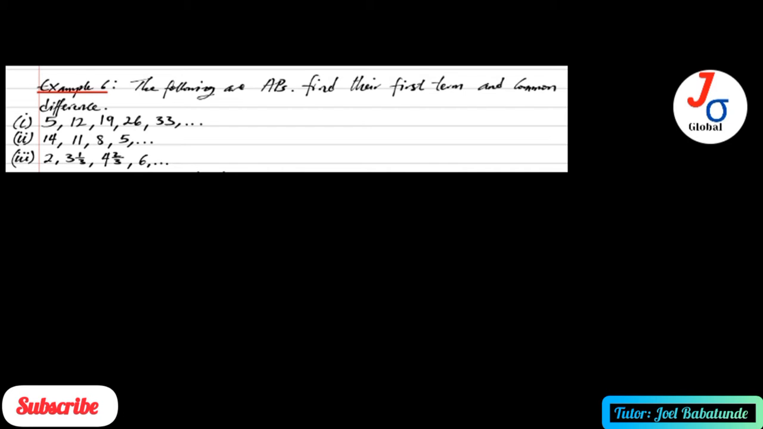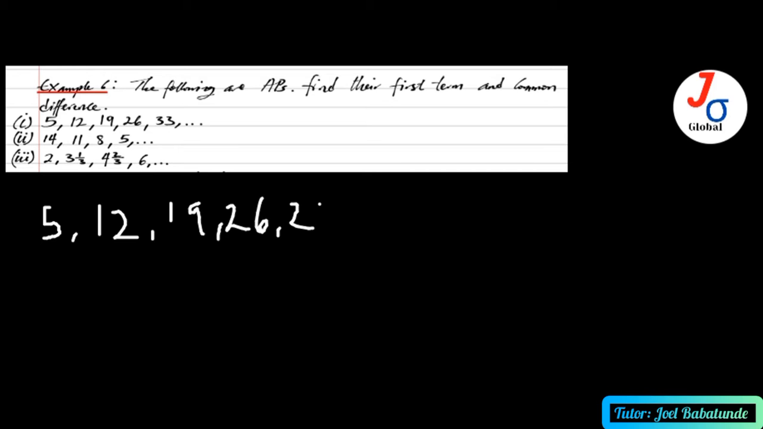In today's lesson, what we actually want to do is to identify the first term and the common difference for different kinds of arithmetic progression. All right, we have the first one. The question says: find which of the following are APs, and find their first term and the common difference. So we have the first one: 5, then 12, then 19, then 26, then 23.